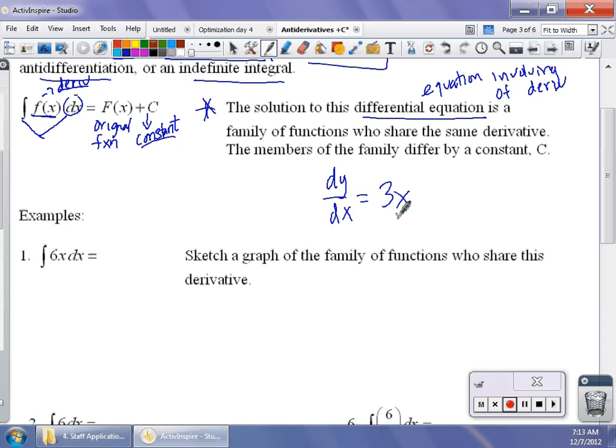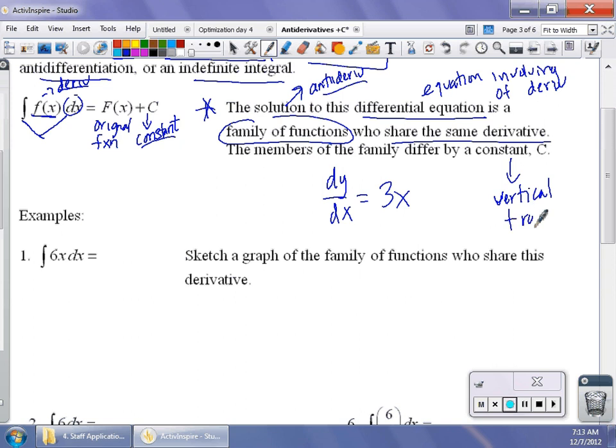The solution to the differential equation, solution implies that we're going to find the antiderivative. So I want to take all these words apart for you. It generates a family of functions, there's that whole theme again, who share the same derivative. So what does the family have in common? They share the same derivative. The members of the family differ by a constant c, which we talked about being a vertical translation. So it's one function, all shifted up or down.